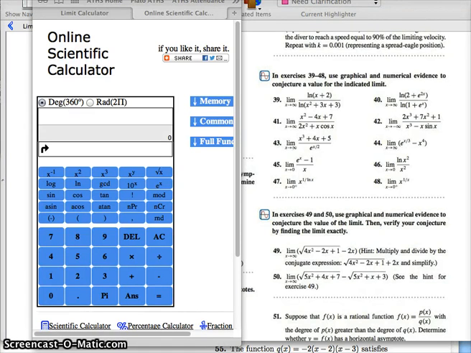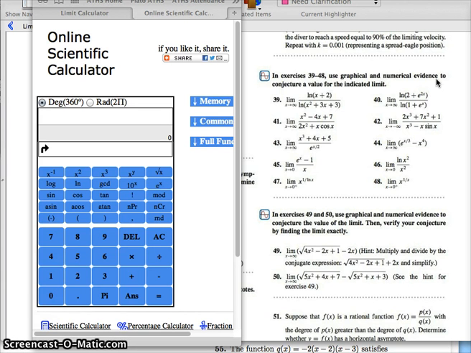Hello. This video will demonstrate how to find the limits of functions that are different than the ones we've been looking at, and that right now we don't have the tools to do algebraically. All right? So let's look at number 39 through 48. We're not going to look at them all. It says use graphical or numerical evidence.